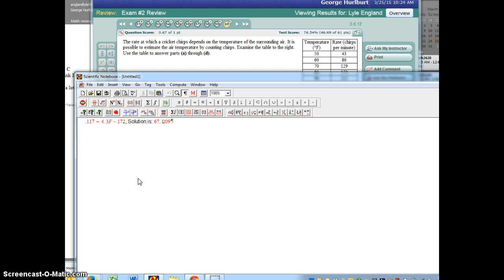This computer program that I'm using will solve equations for me. So to speed things up, I'm just going to hit that little solve button, and there's your answer, 67.2. Okay? Pretty simple equation to solve. Add the 172, divide by the 4.3.